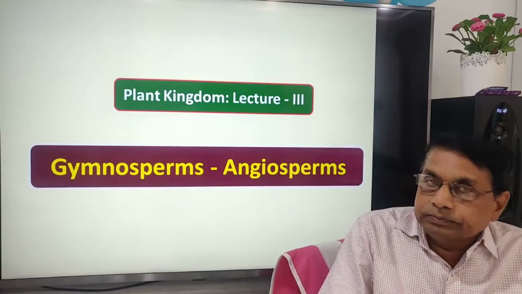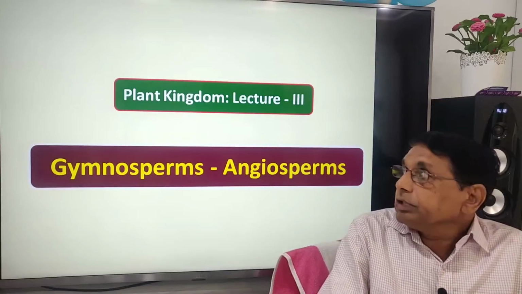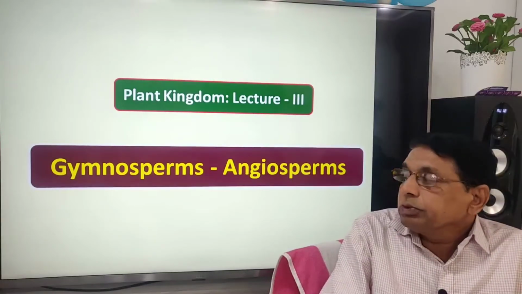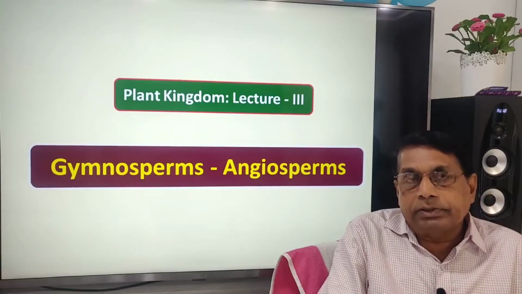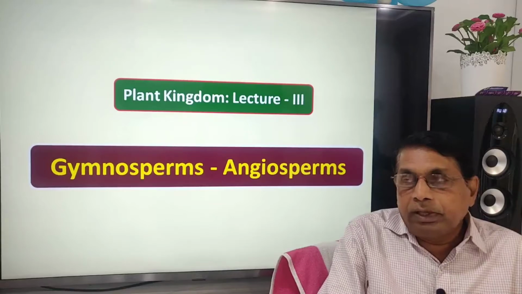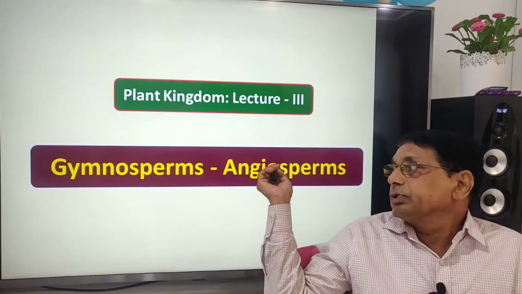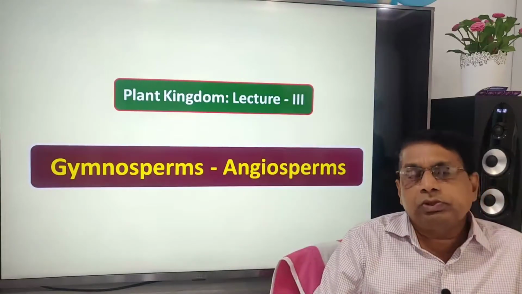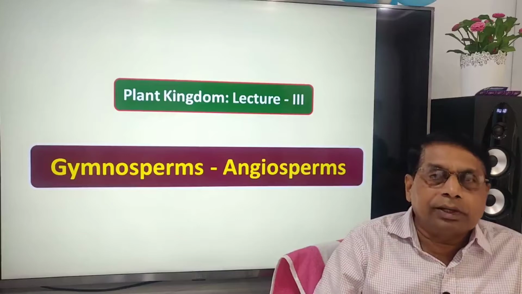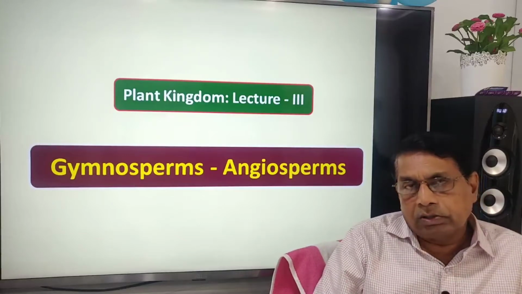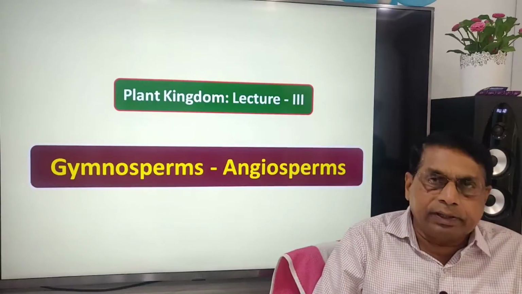In this class, let us try to understand the nature of angiosperms and gymnosperms. These are often referred to as higher plants. The plants which we generally see in our surroundings are mostly angiosperms. Gymnosperms are rather rare. They are mostly found in the Himalayan regions or in South India, the Western Ghats, high hilly areas, high mountain ranges there.